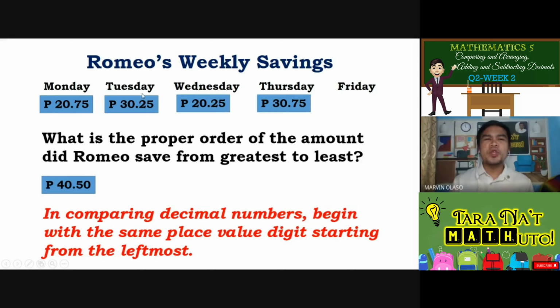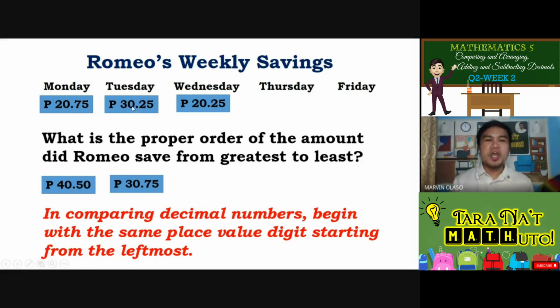So we have 30. So what's next? Which is greater? 2 tenths or 7 tenths? Parehas yung whole number, kaya titingnan natin yung next place value. We have 2 tenths and we have 7 tenths. So mas mataas ang 7 tenths. So the next number is 30 pesos and 75 centavos.